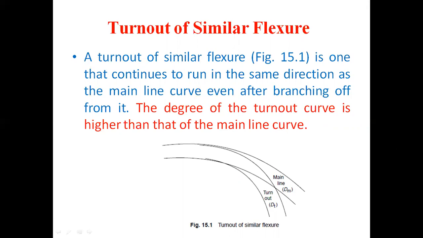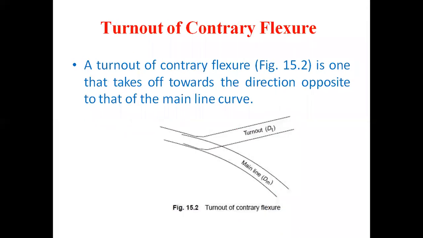In this image, this is the main line curve here, and along with that main line there is a curve more than compared to that of the main line. The turnout line is provided similarly in the same direction as the main line here. So this is the turnout of the similar flexure.